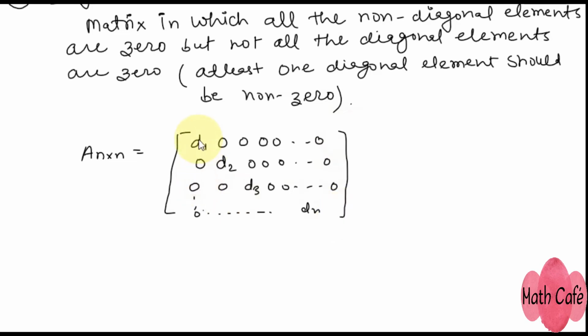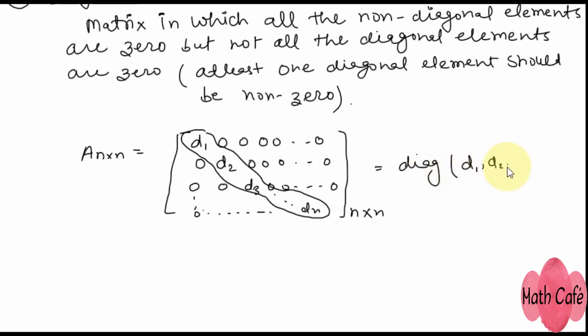So as we can see in this matrix that all the diagonal elements are d1, d2, d3 up to dn, right? So not all the diagonal elements are 0. This kind of matrix is called diagonal matrix, and we can represent it as diagonal of d1, d2, d3 up to dn. All right, let's take another example.